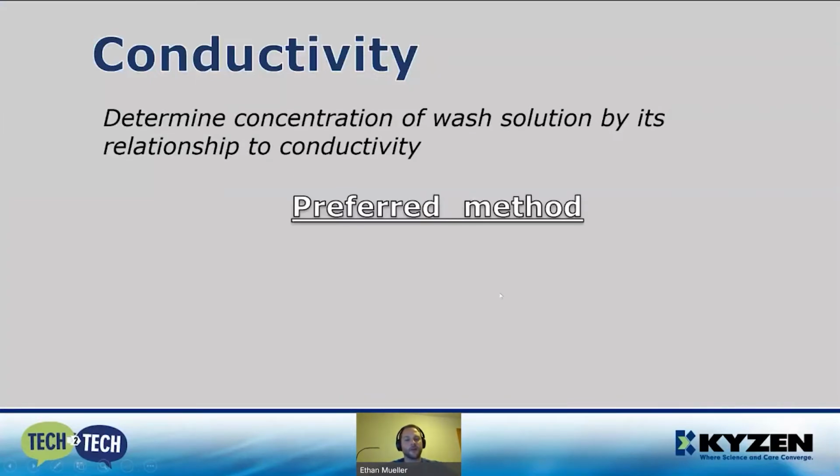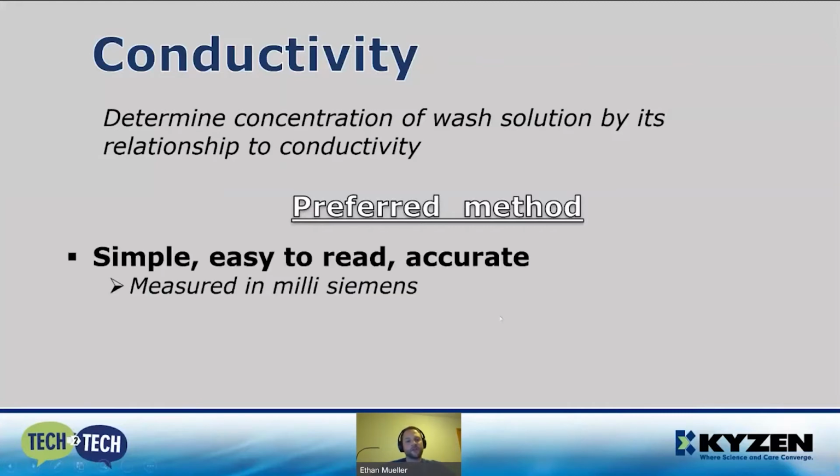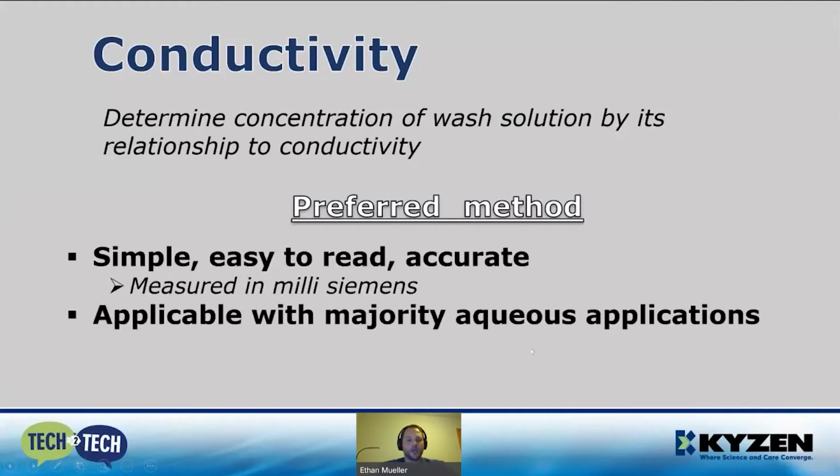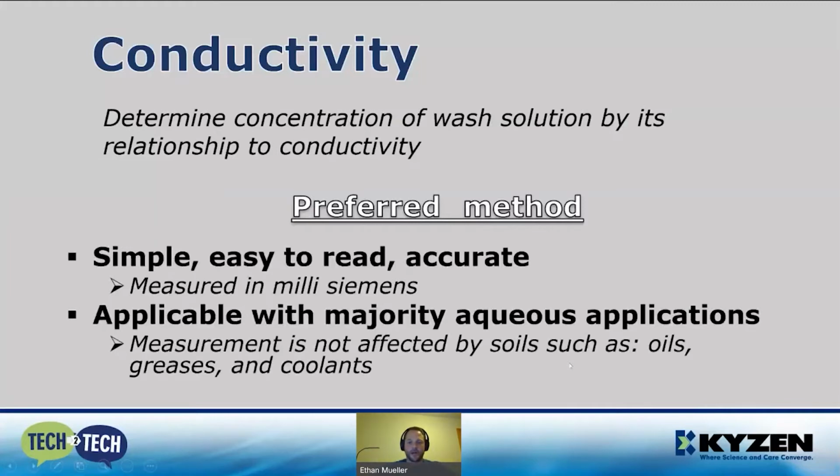Conductivity is the preferred method. It is a simple test to perform. It's easy to read the meter and interpret the results, and it's an accurate test. Conductivity is applicable with the majority of the aqueous applications that Kaizen is involved with. It's not affected by those contaminants like oils, greases, and coolants. And these are some of the common things that we're removing from our metal parts.